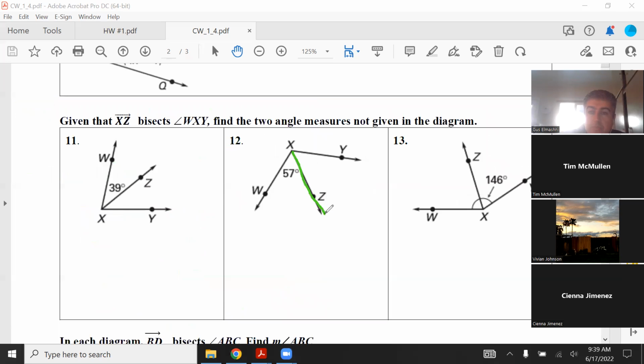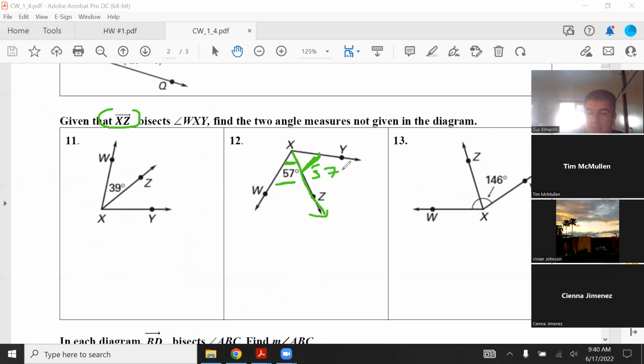Can you go through it and explain it? Yeah. So you see how XZ bisects, means cuts in half, right? So this is 1/2 right here. So what do you think this is going to be right here then? The other half? Exactly. It's also going to be 57.